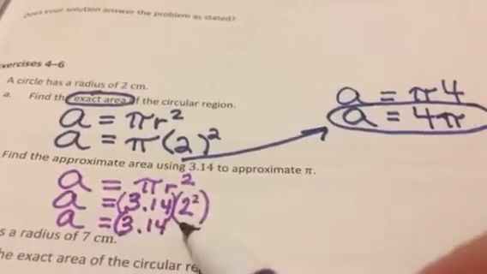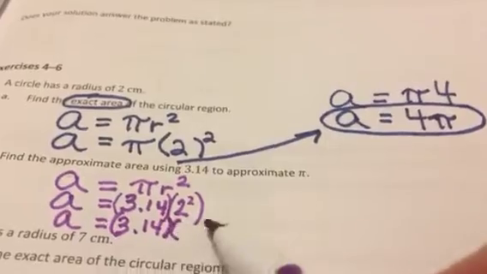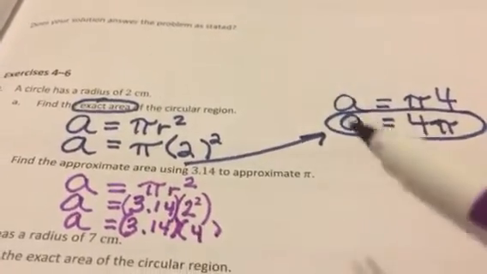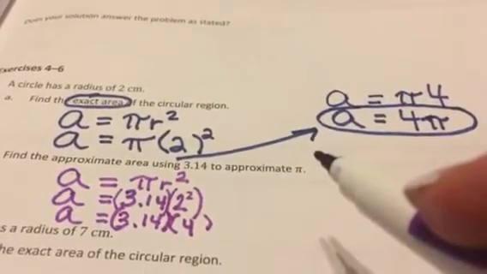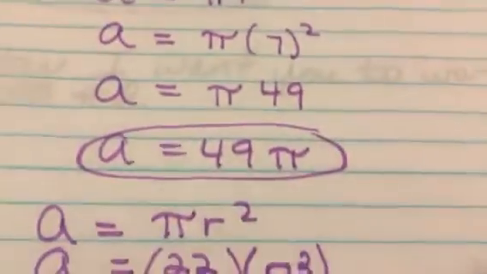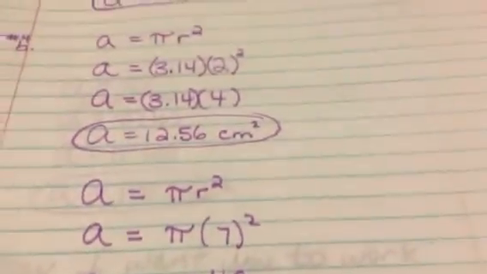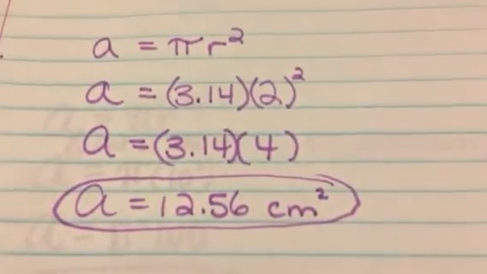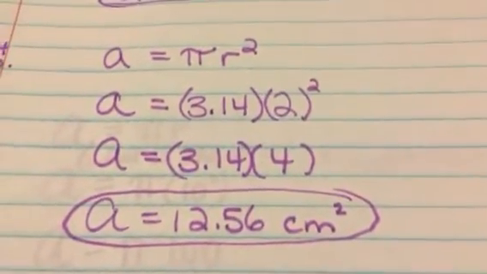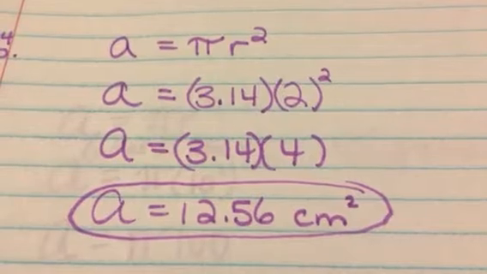3.14 times 4. So let's look over here on my notebook paper. 3.14 times 4. And make sure you got that for your answer.